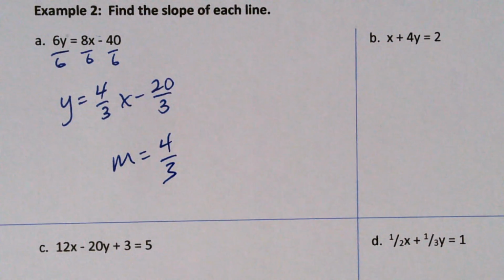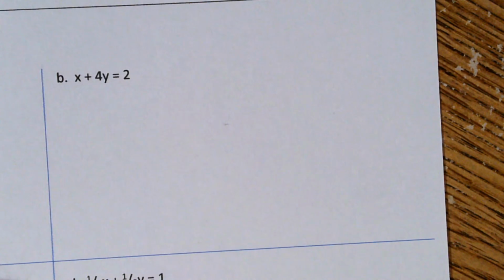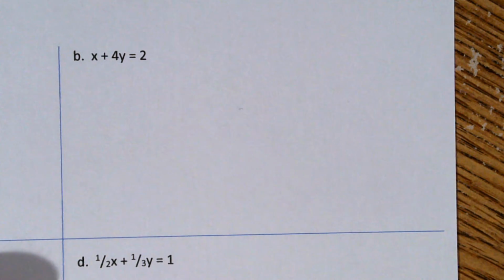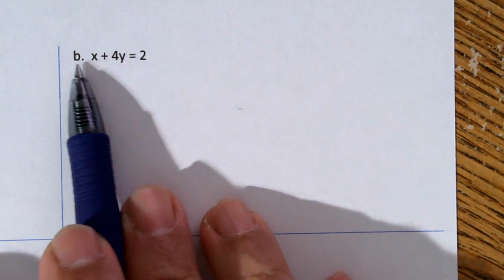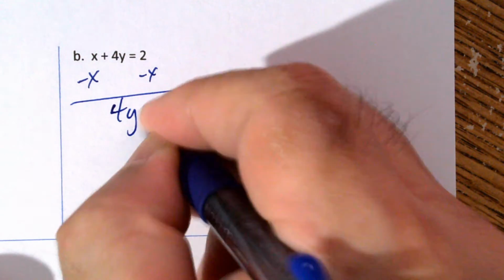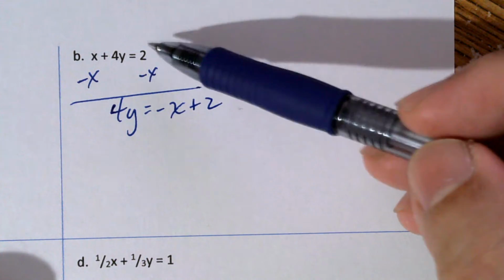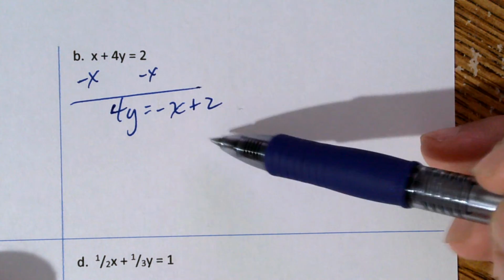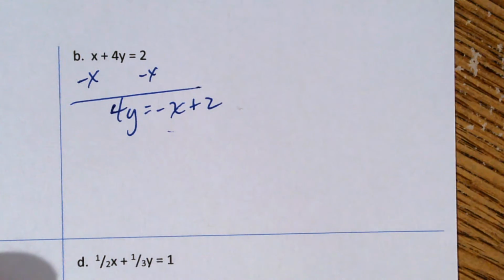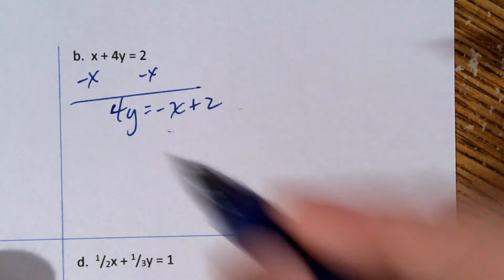Okay, that's example A. Let's look at example B. Again, I need to solve this for y. So the x is in the wrong place, so I'll move x to the right. So negative x, that's going to give me 4y equals negative x plus 2. Well, the 2 does not have an x on it, so all I end up doing is just putting them next to each other. The 2 is positive, so that's why I put plus 2. Now divide each one by 4.